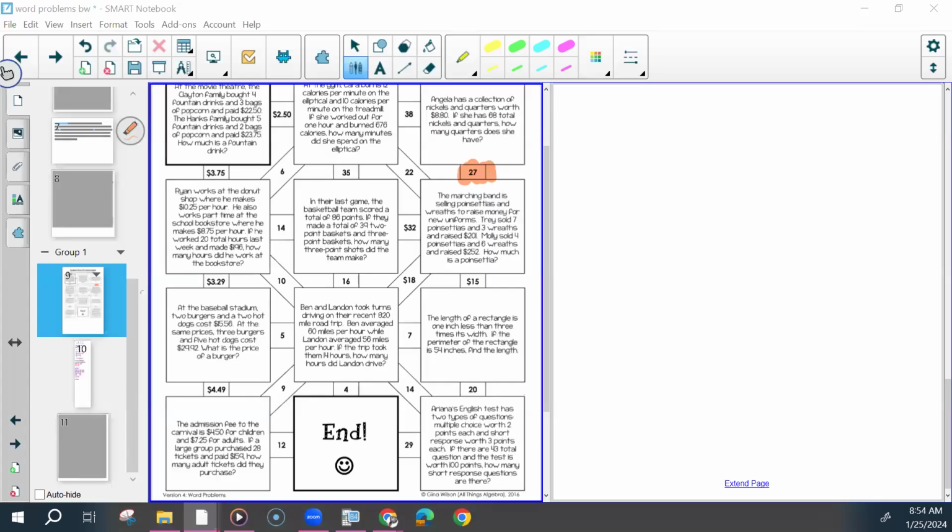So let's read this problem. The marching band is selling poinsettias and wreaths to raise money for new uniforms. Trey sold 7 poinsettias and 3 wreaths and raised $201. Molly sold 4 poinsettias and 6 wreaths and raised $252. How much is a poinsettia? What's important there?